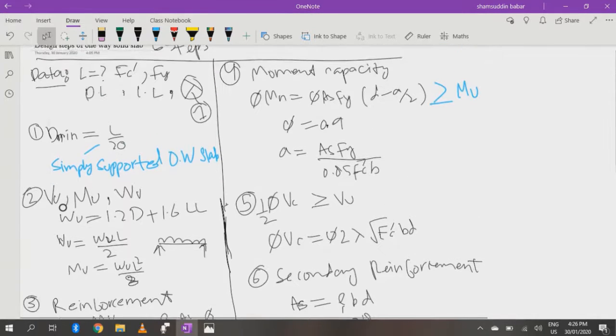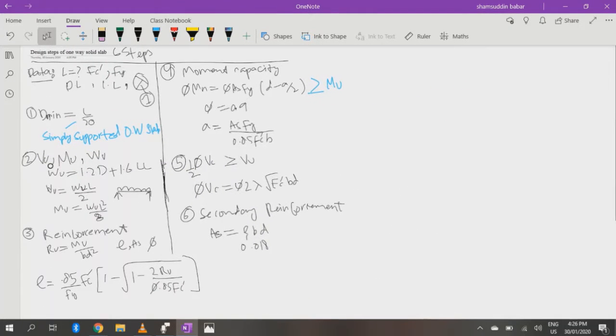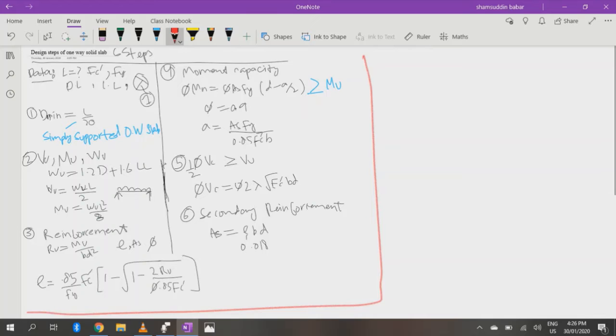So this is our complete design procedure. These are the 6 steps. We follow these 6 steps. We are all done with design of one-way slab.